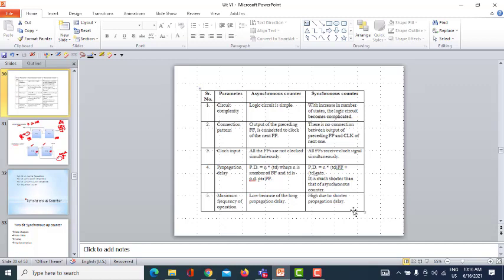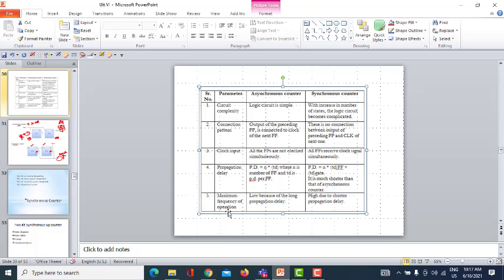Okay, so propagation delay is nothing but the time delay for the bit to change, meaning for the transition in the state. So, propagation delay is much shorter in case of your synchronous counter, it is less. In an asynchronous counter, it is larger.